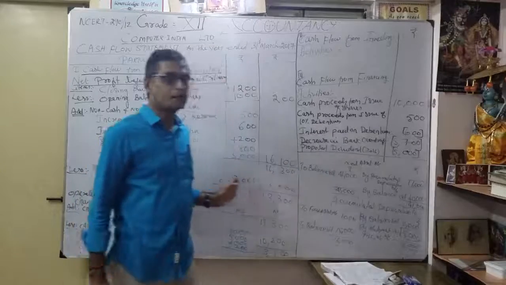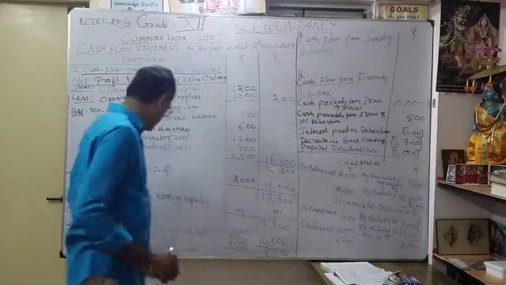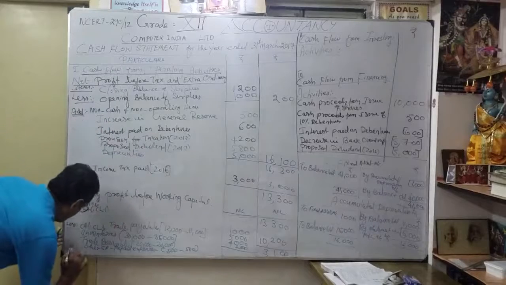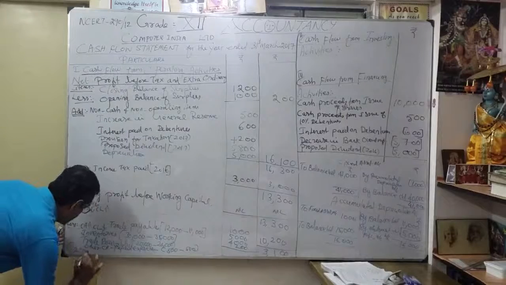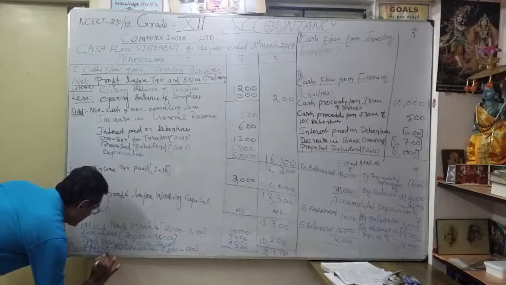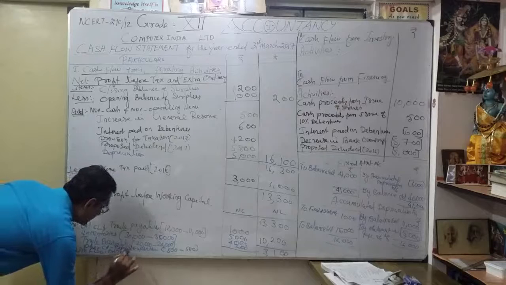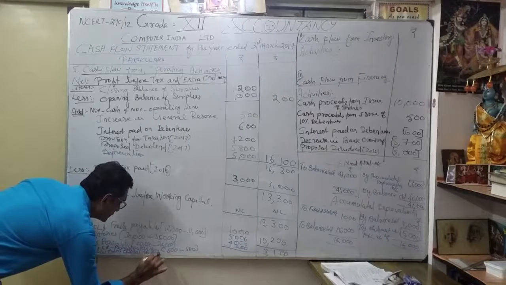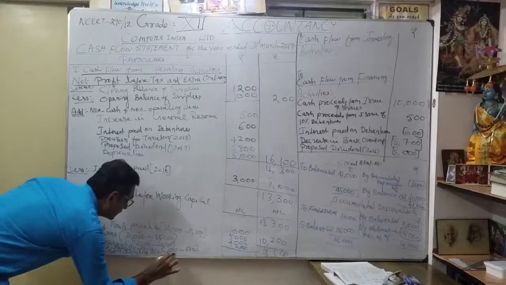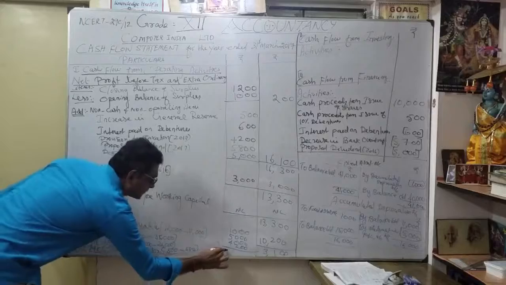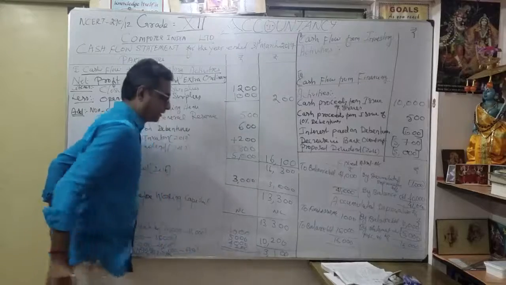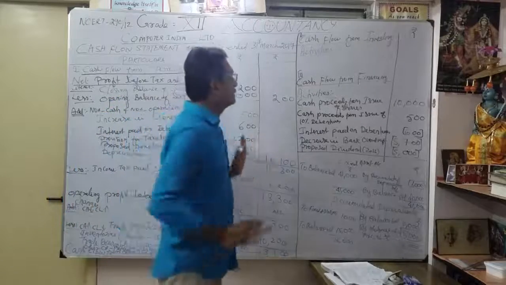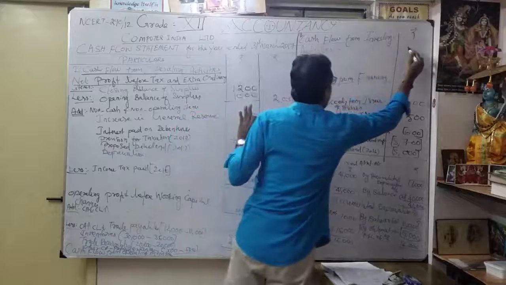So here, what is the operating activities? You get it. Cash flow from operating activities. How much? 3,100. Here there is no investing activities.